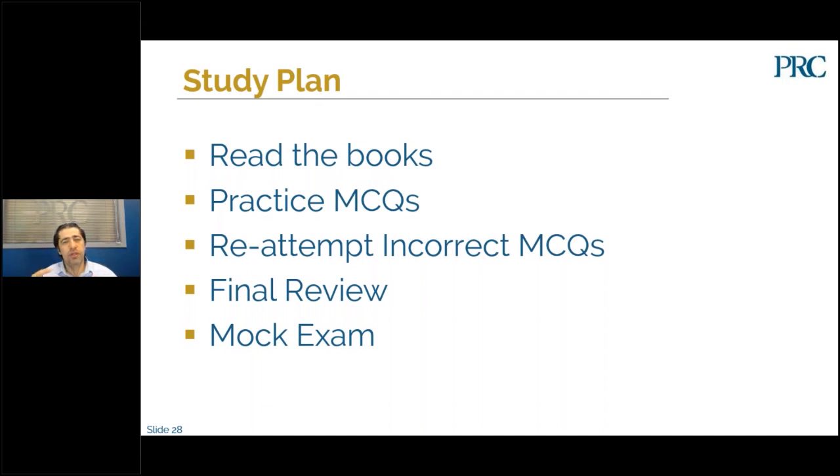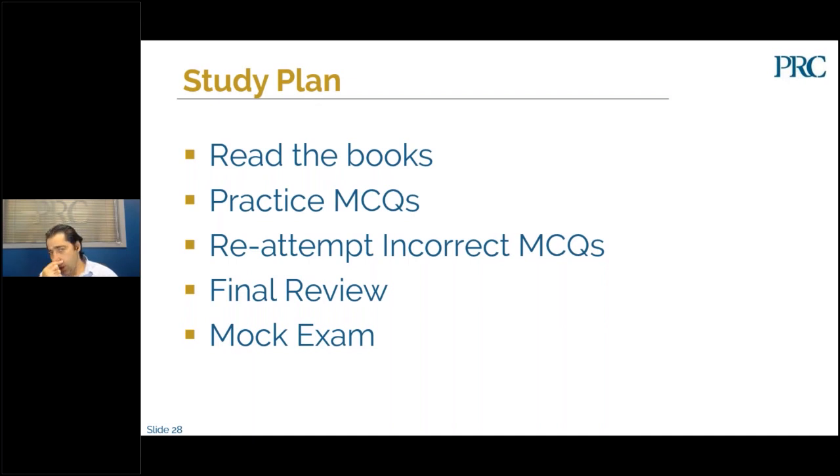reason. The reason why we're saying this: if you reattempt the same question consecutively or within a short period of time, chances are that you will memorize the questions, you will memorize the answer, you will answer correctly, but not because you understand the correct answer. You will answer correctly because you memorized the correct answer. We don't want you to do that. So do not attempt incorrect questions consecutively.